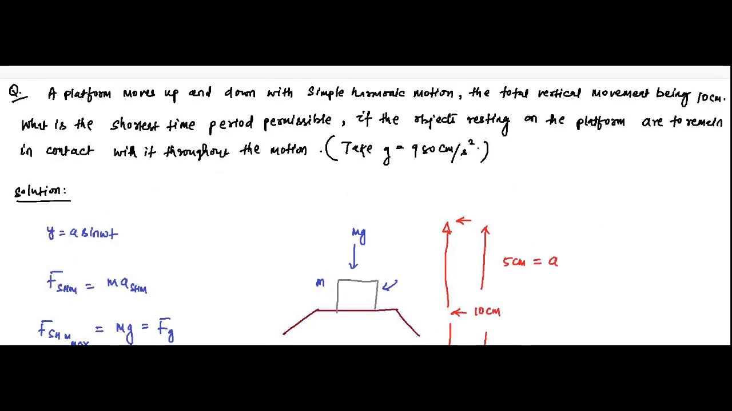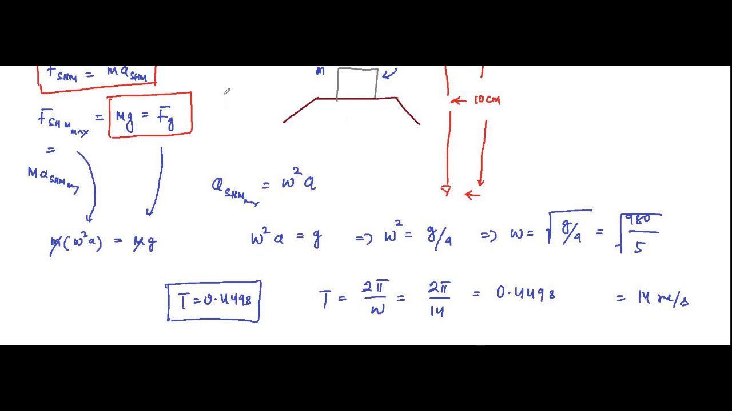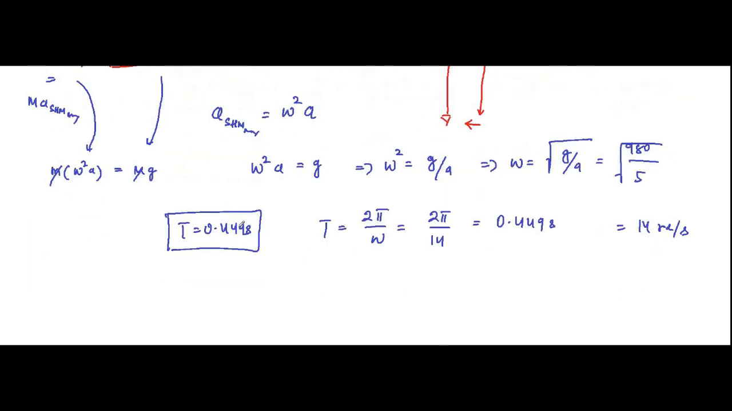So here the basic principle is to equate the two forces acting on the block. First, because of the SHM, the force of simple harmonic motion, and then the force of gravity, mass into acceleration due to gravity. So for the object to remain in contact, the force of SHM should be lesser than or equal to Fg. So we are using this equal to part to get the exact value. So this is the time period.